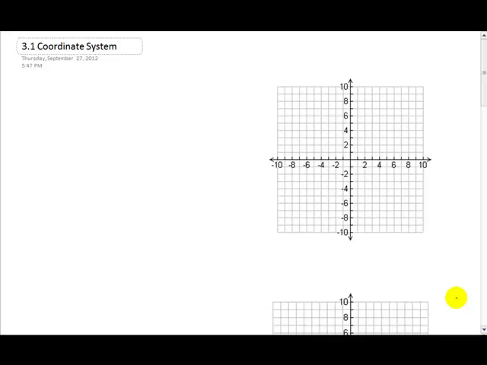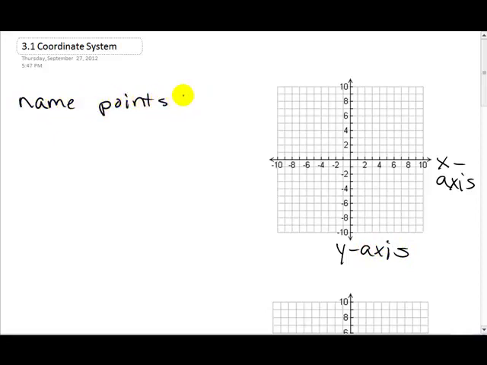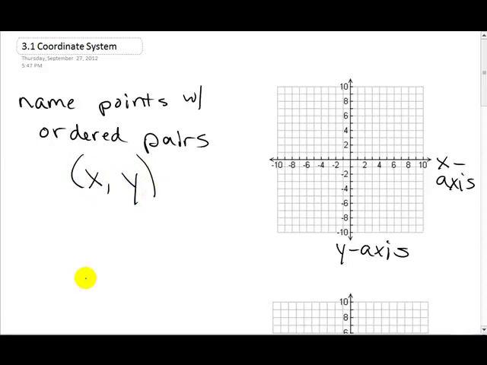3.1, the coordinate system. We're going to look at graphing on a coordinate system, and the line here is called the x-axis, and this one is called the y-axis. And we're going to name points with ordered pairs, and that means x is first and y is second.